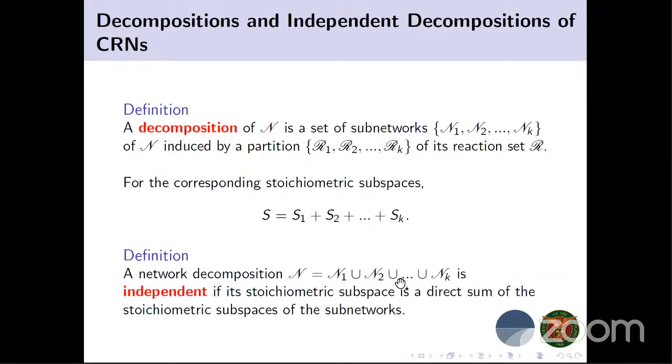N1 union N2 union and so on until Nk is independent if its stoichiometric subspace is a direct sum of the stoichiometric subspaces of the subnetworks. That would be the definition of an independent network decomposition. So you have a decomposition, and if the stoichiometric subspace of the whole network is equal to the direct sum of the stoichiometric subspaces of the subnetworks, then you have an independent decomposition of the network.